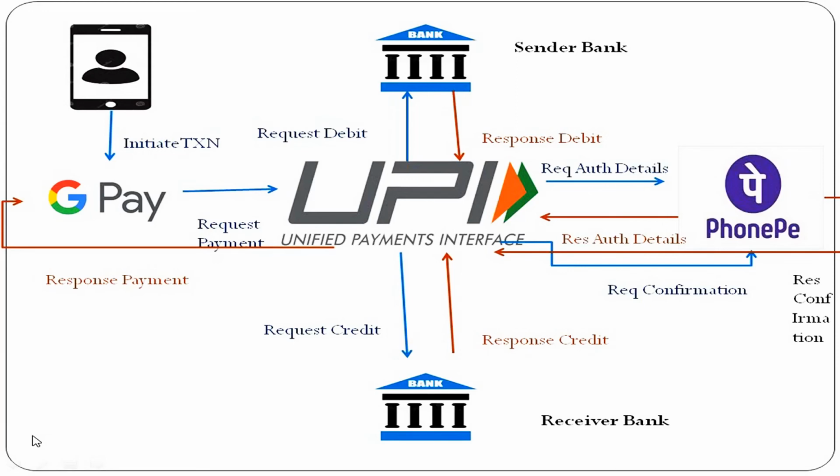So this is how UPI generally works. I hope it is clear now how UPI works. If your money gets deducted and your UPI payment failed, don't panic. It will come back to your account.